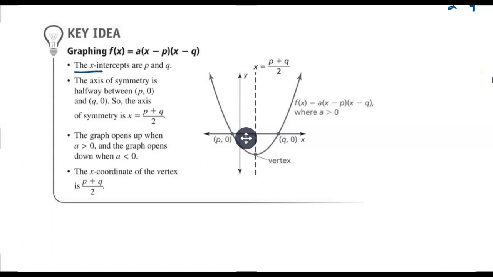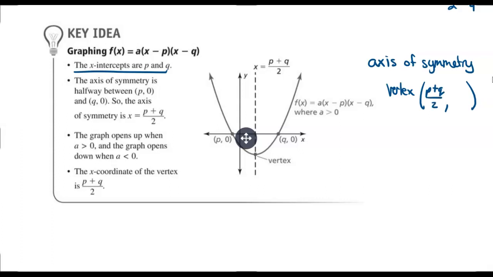We talked about how the intercepts are p and q. So when you need to find the axis of symmetry for the vertex, you are going to take your intercept p plus the intercept q, and divide by 2. The reason is that p and q, the intercepts, are symmetric. So the vertex, or the axis of symmetry, is halfway between them. When you add them and divide by 2, you're finding the halfway point.